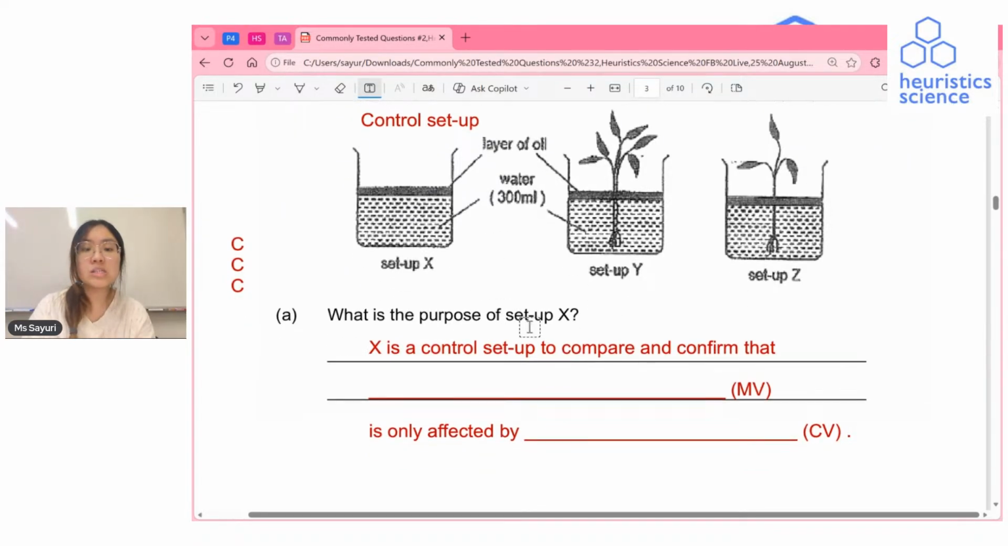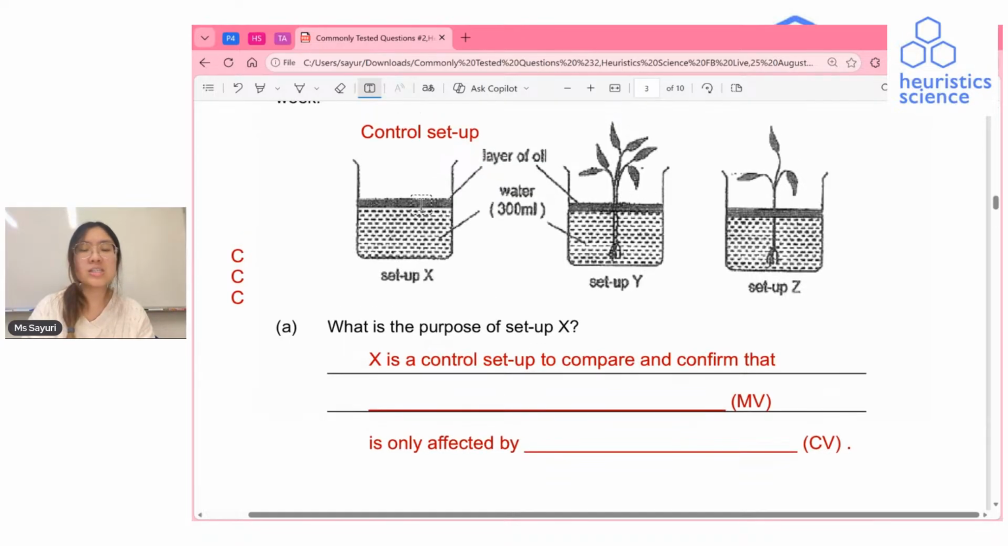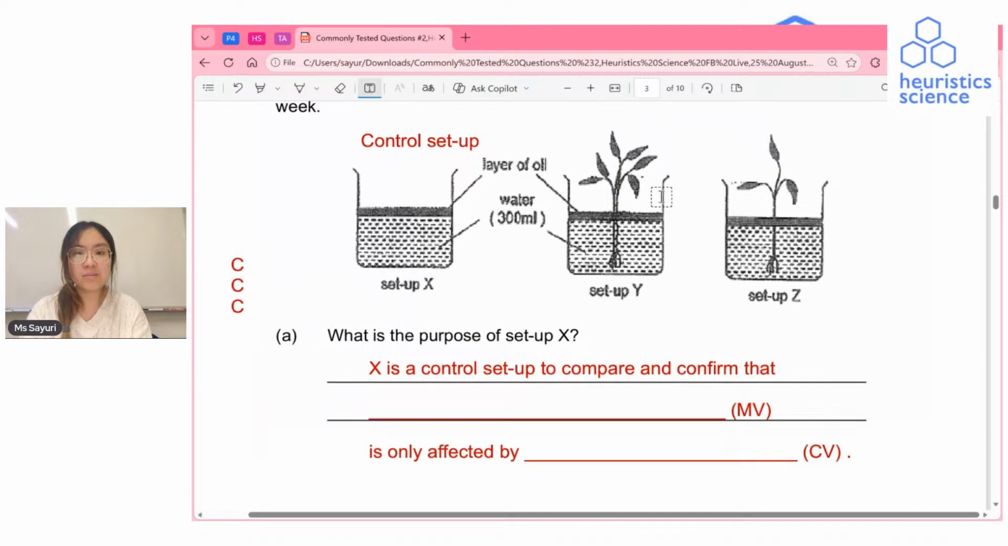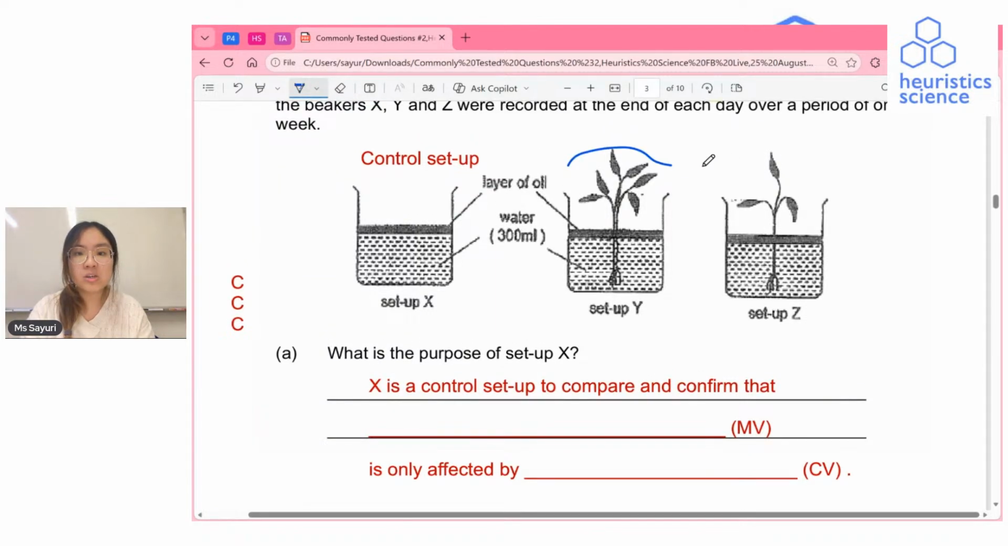So I also see students that write the fair test formula in here. No. Because this is just there for you to compare against your experimental setup. So these two, can you write down? This is considered your experimental setup.